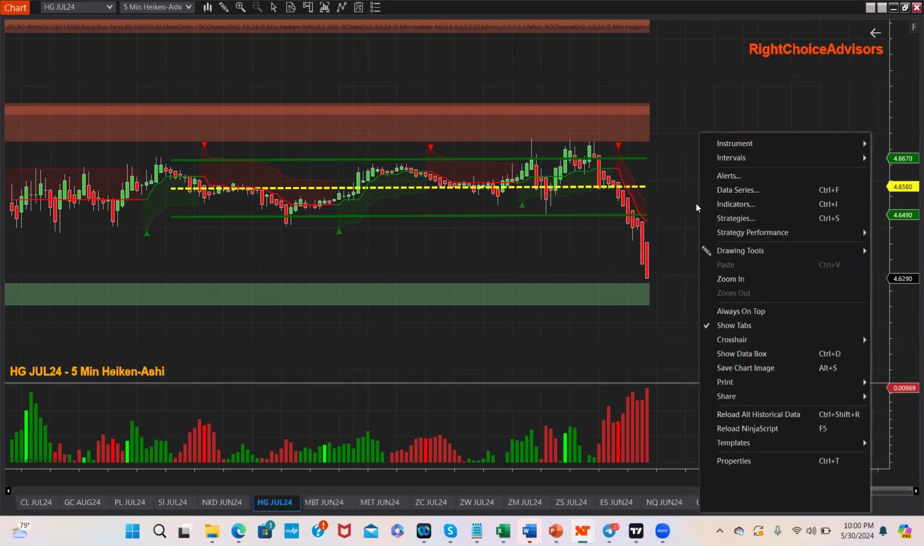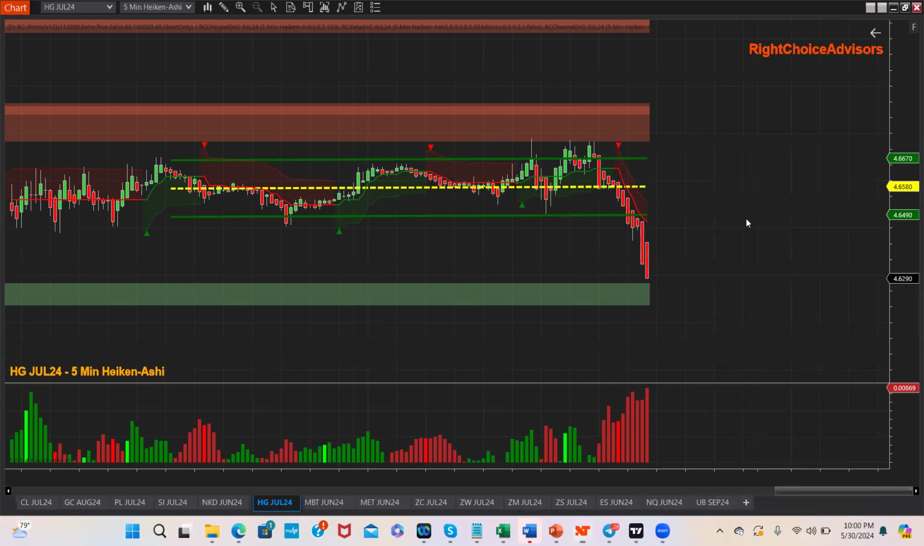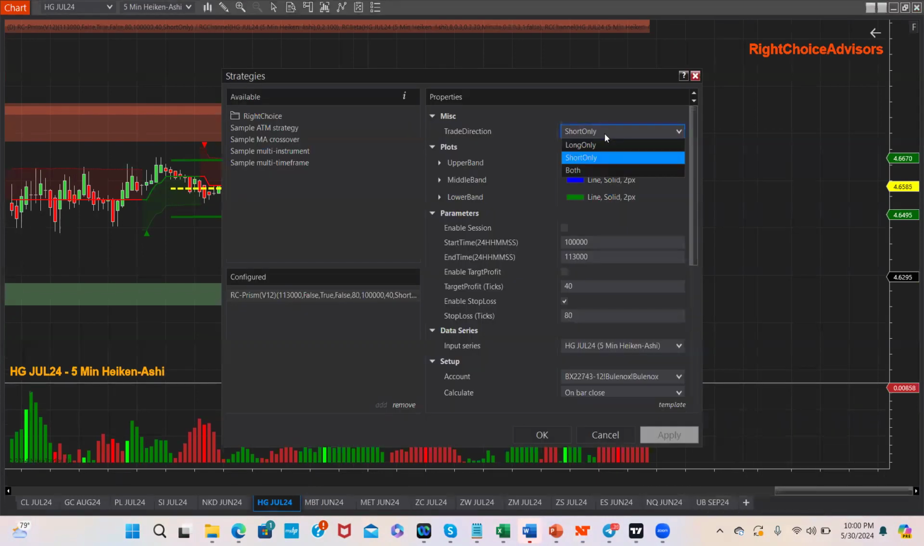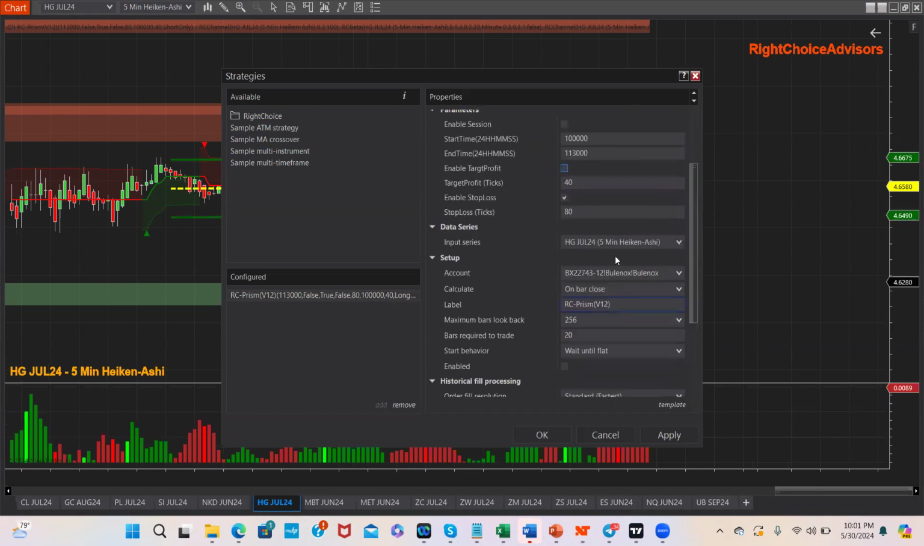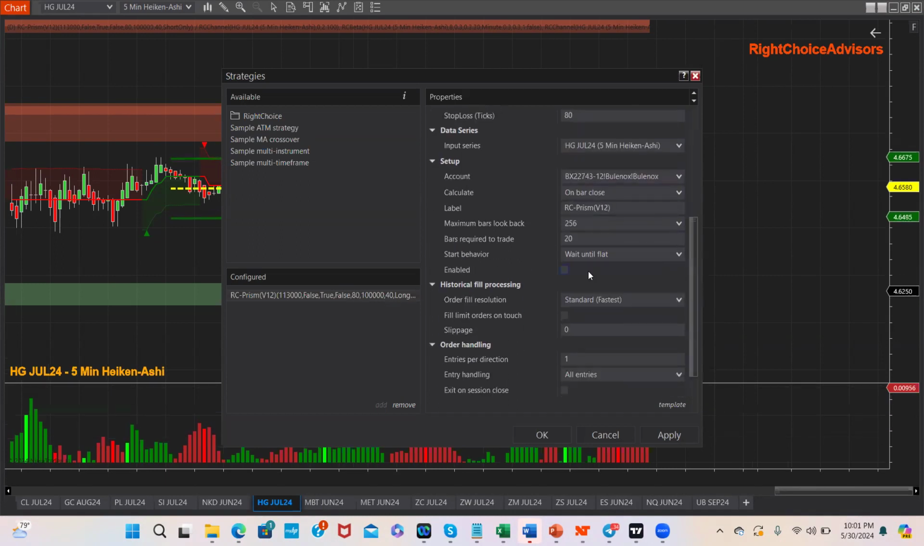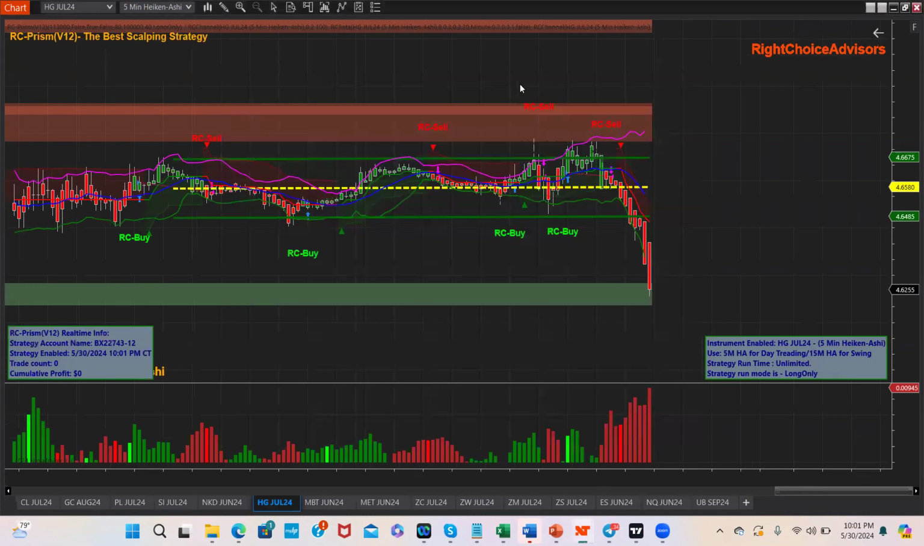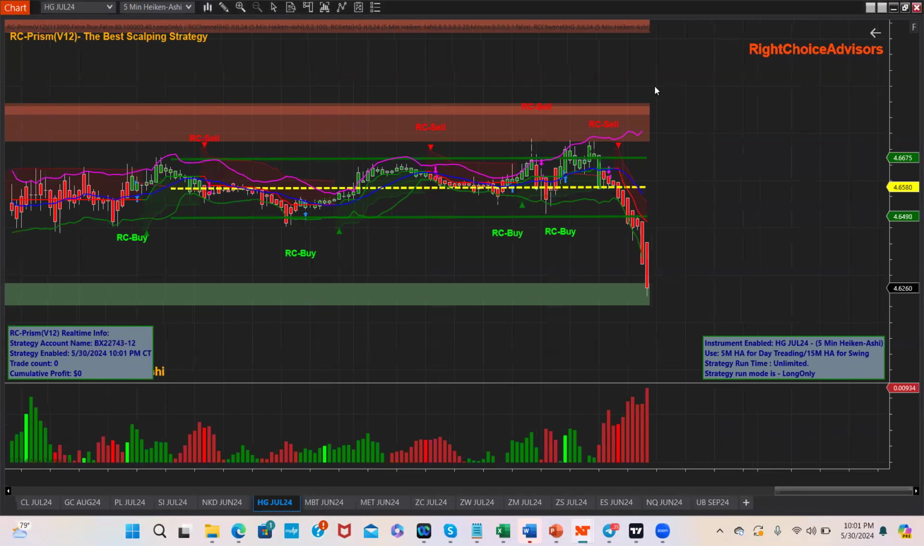But now what you can do is go here, strategies. Instead of short only, now you enable long only. If you want some profit ticks, you can enable something like 10 ticks or 20 ticks. Or you can just disable this, select your account, and enable it. Whenever it starts going up, it will take the buy signal. You don't need to do it, just enable it.